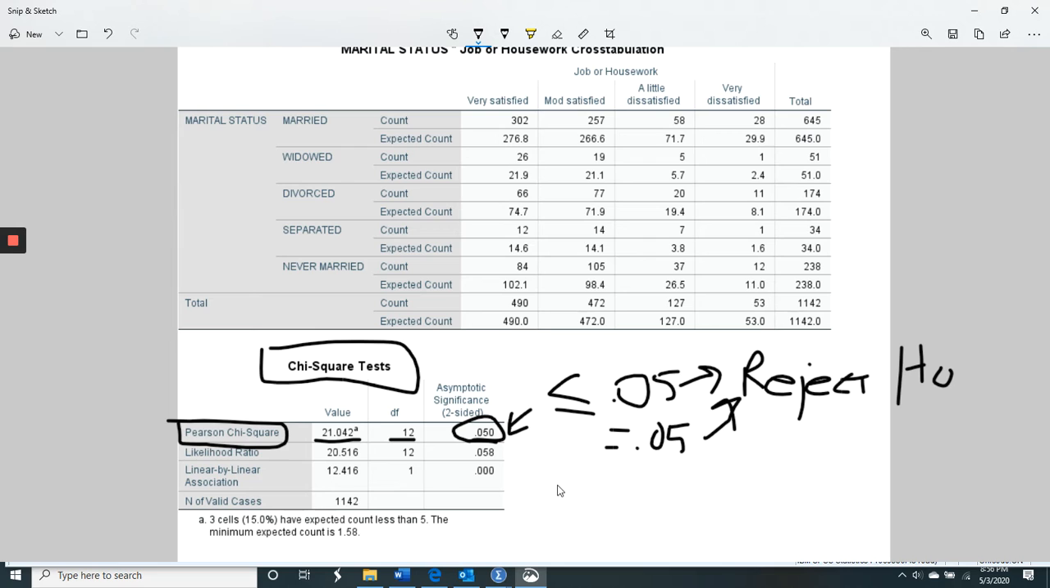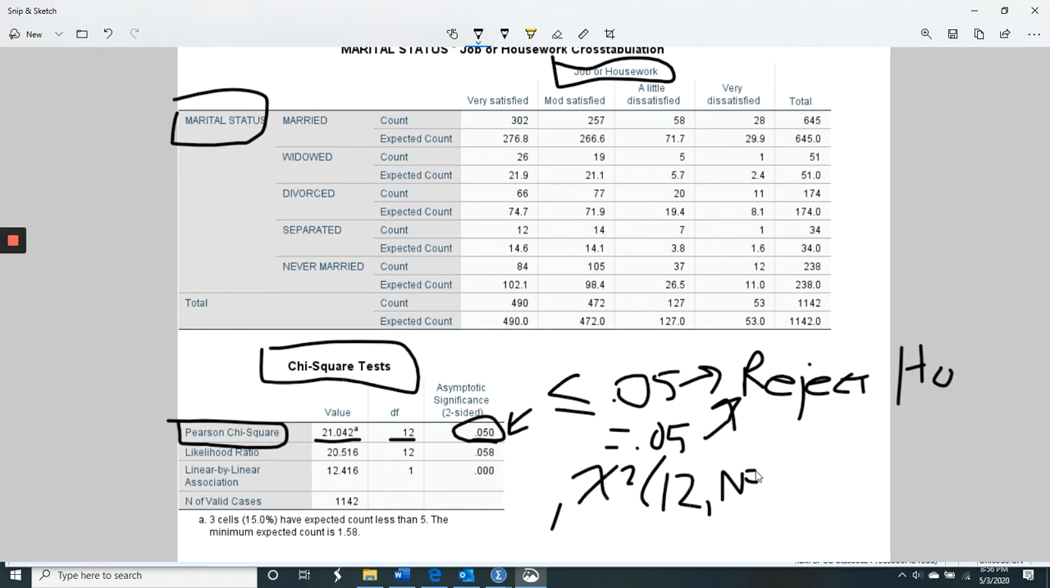So when we write this up, we would write: there was a significant relationship, using a chi-square, between marital status and satisfaction with one's job or doing housework. Then a little comma, chi-square. Our degrees of freedom was 12 over here. And our sample size was down here. We had 1,142 people.